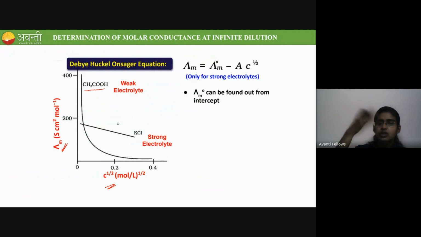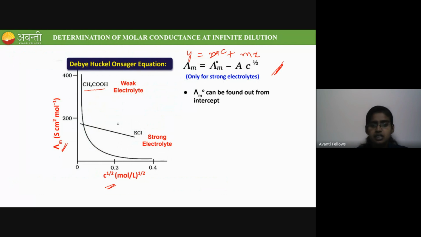And if we want to write the equation, it is lambda m is equal to lambda m naught minus A into C power 1 by 2. And this equation is only for strong electrolyte. So it is in the form y is equal to mx plus C, where the y-axis is lambda m and x is C power 1 by 2.